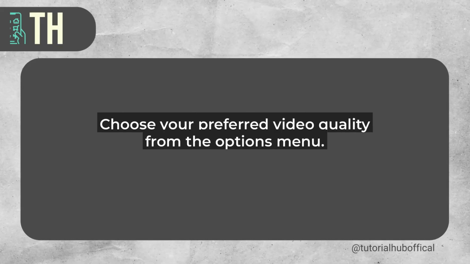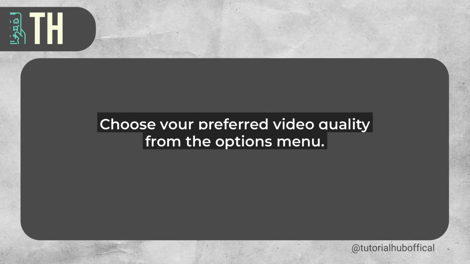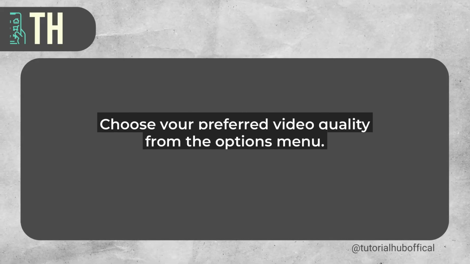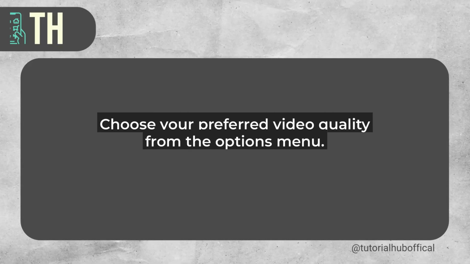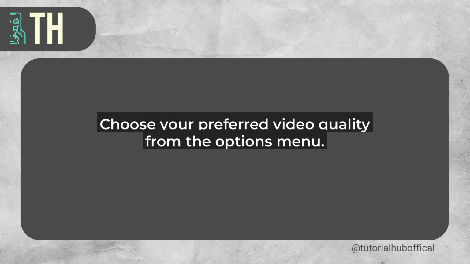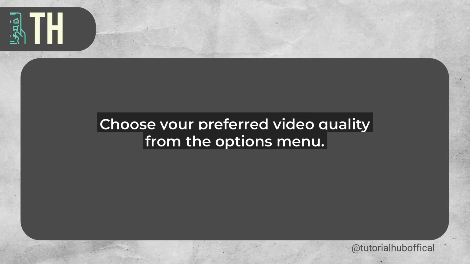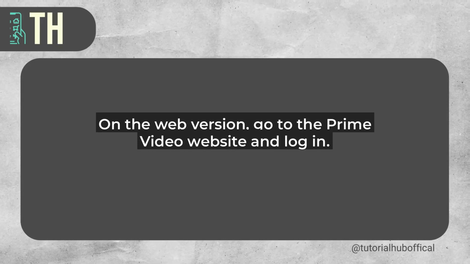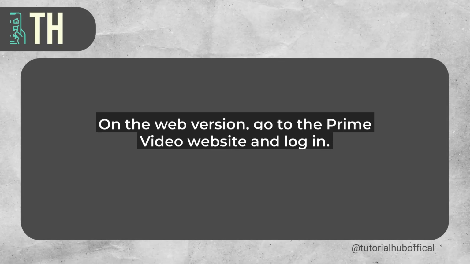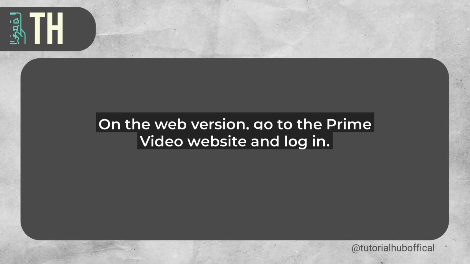Tap on that, and you'll see a menu with playback options. Scroll down to Video Quality or Data Usage. Here, you can choose from available settings like Good for SD, Better for HD, or Best for the highest quality your device supports. Make your selection, and voila! The change takes effect immediately for that video.